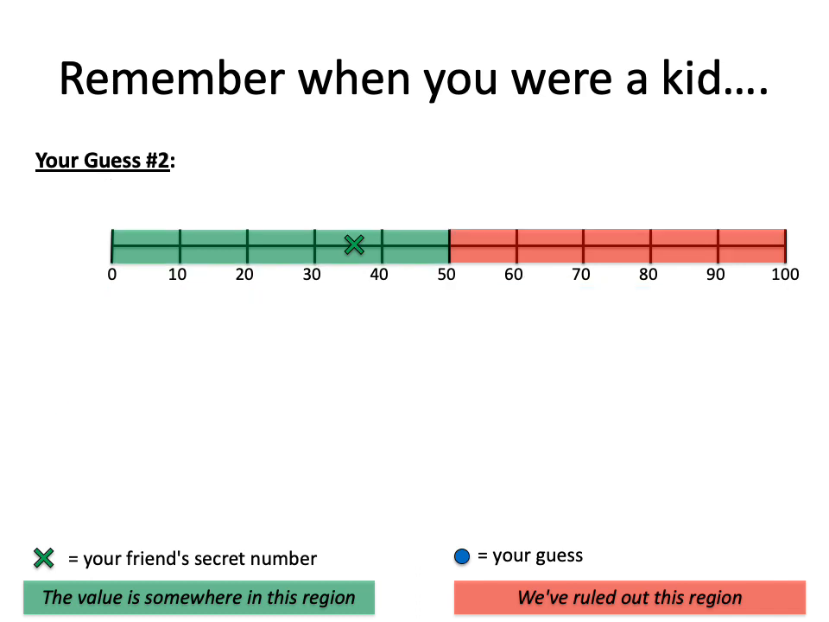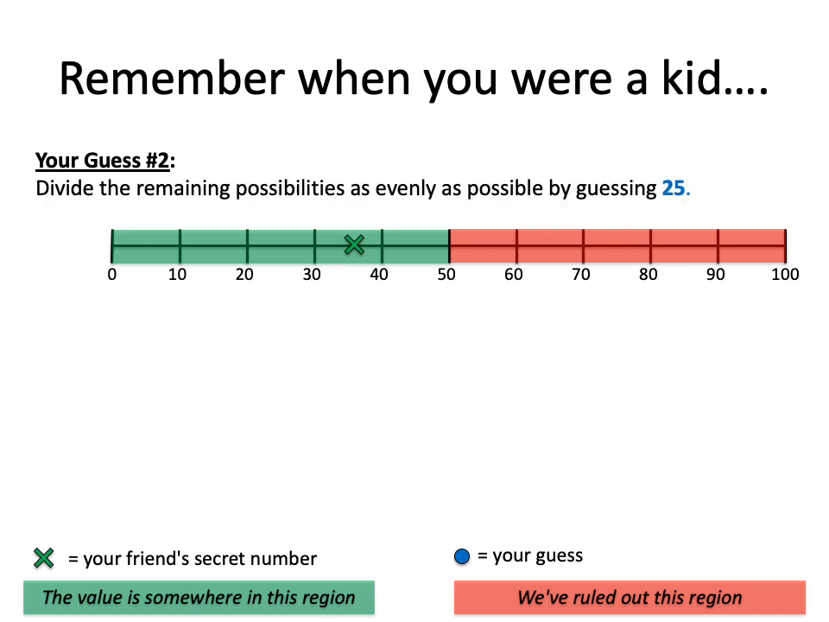So here's your guess number 2. You've got this region, all the numbers between 1 and 49, and you want to divide that space in half. So you guess 25, roughly in the middle. That's going to divide the space up into two regions, and one of those will eliminate, and one of them we will keep, possibly.